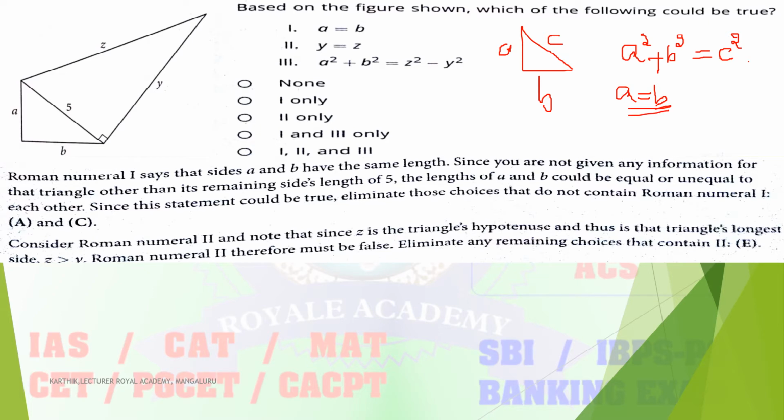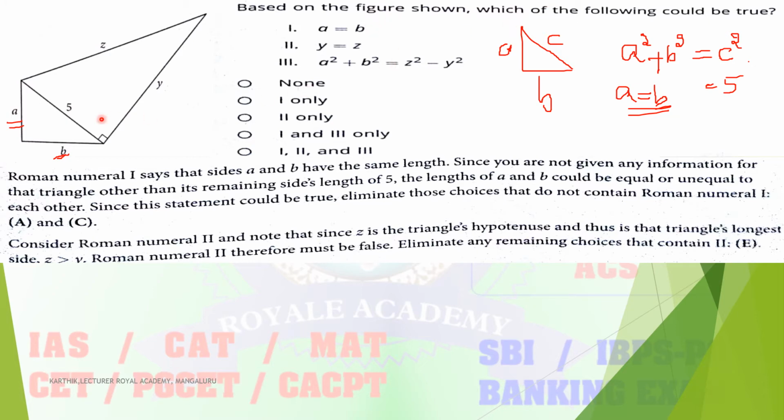So here c square is given. C square is how much? 5. C square is 5. So that is already given, and you can also determine the value of a as well as b. Based on the Pythagoras theorem, length a is equal to length b. That is possible. So from the first statement, a is equal to b is true.